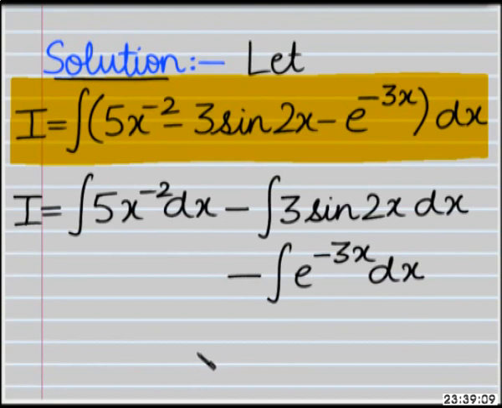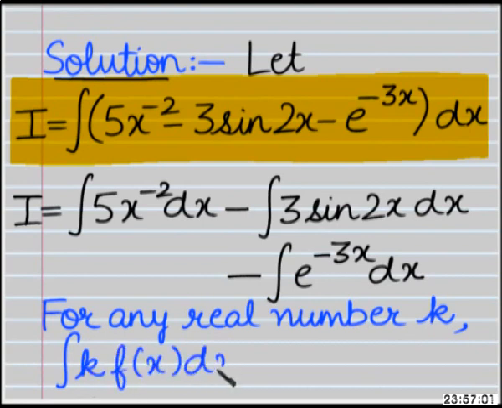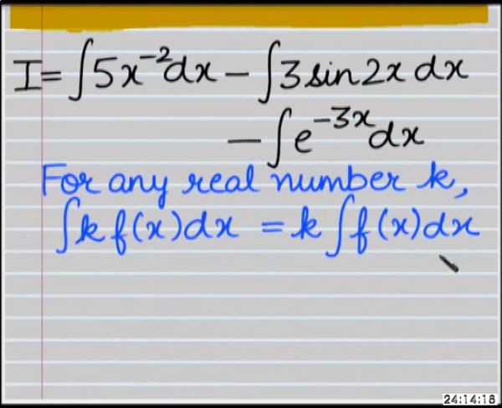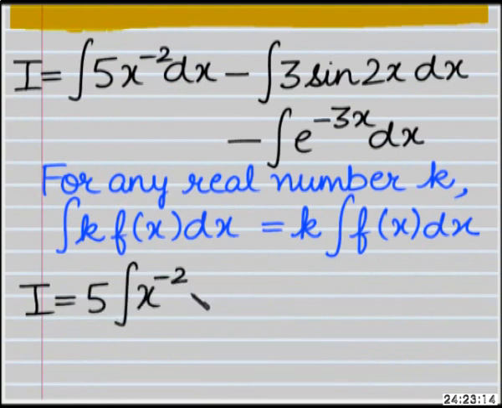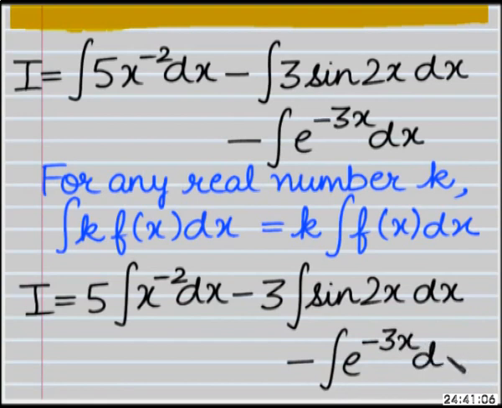Now, by using the constant multiple property of integrals, as we know that for any real number k, integral of k into f of x with respect to x is equal to k into integral of f of x with respect to x. So, using this result, we have I is equal to 5 into integral of x raised to the power minus 2 with respect to x minus 3 into integral of sine 2x with respect to x minus integral of e raised to the power minus 3 into x with respect to x.